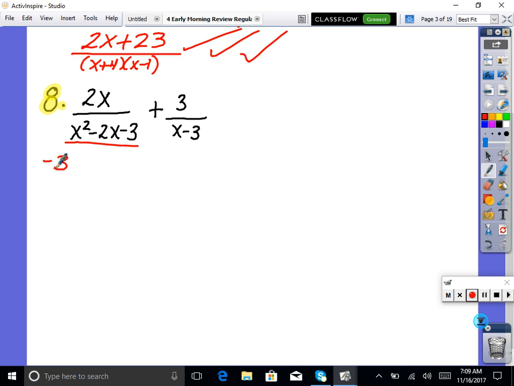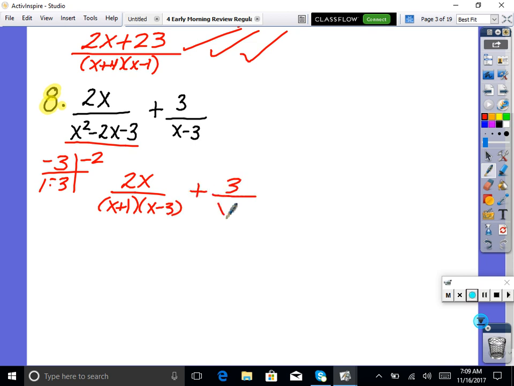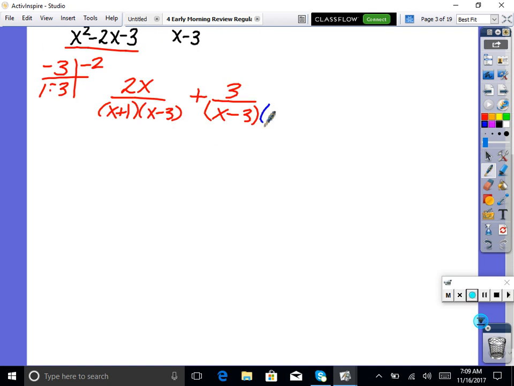Well, let's check. Multiply to be negative 3, adds up to be negative 2: 1 times 3, negative 3. So rewrite the problem. We have 2x over the bottom, which just factored to be x plus 1 and x minus 3. Then we have plus 3 over x minus 3. We already have an x minus 3 in common. We only need to fix it by multiplying by x plus 1. Good, so now I'm fixing my denominator, multiplying by x plus 1, x plus 1.